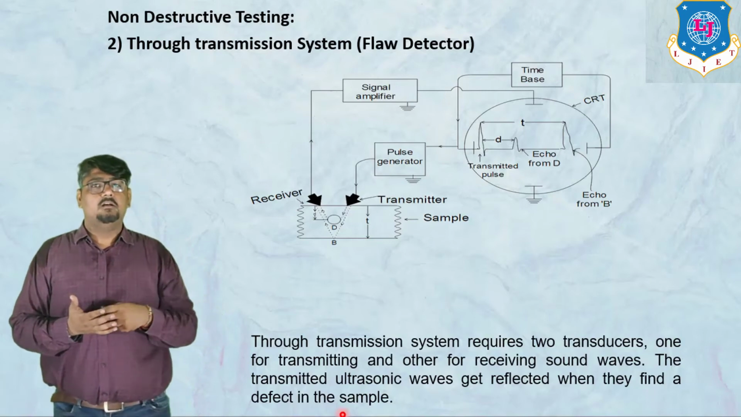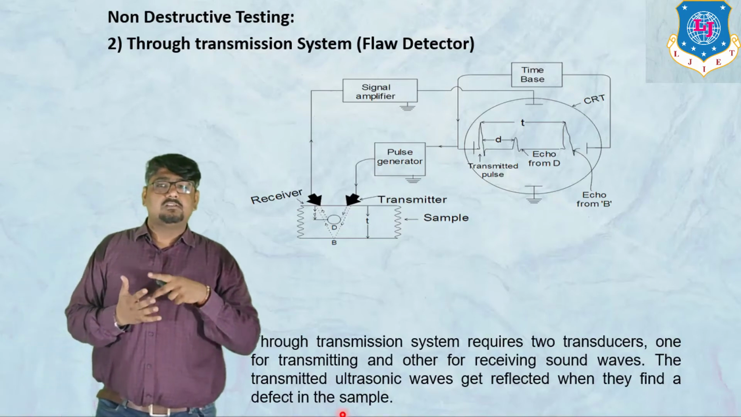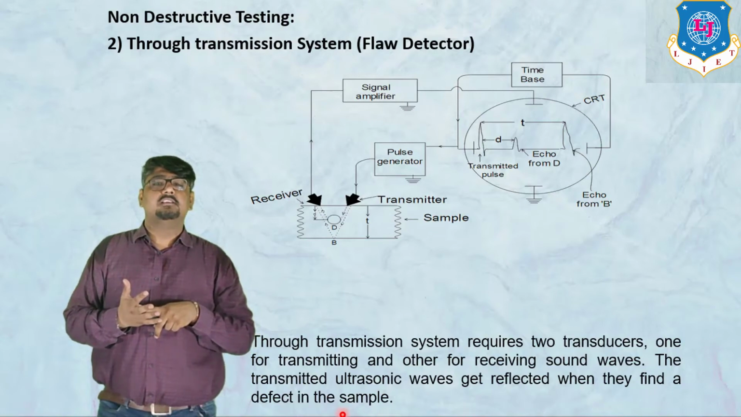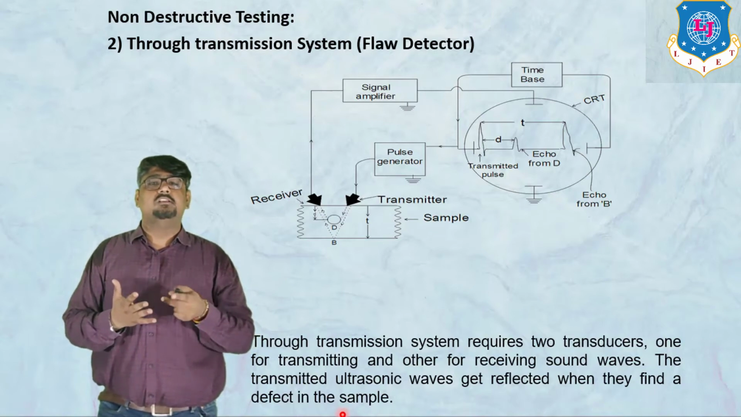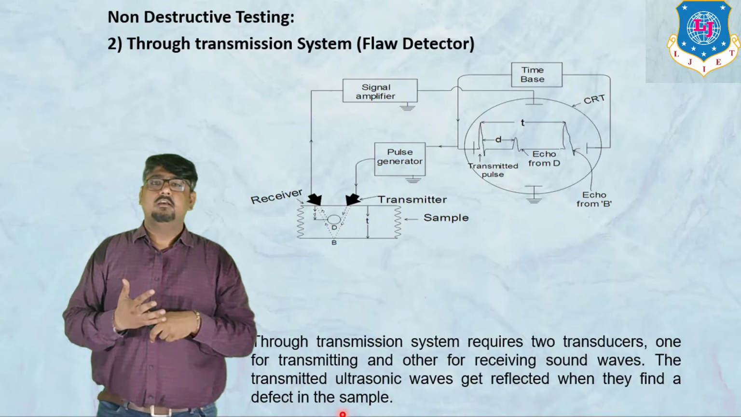Let me recall it. The ultrasonic flaw detector system is also known as a through transmission system. So it is also known by another name. You need to remember this because it can be asked in either way. Explain ultrasonic flaw detector, or it can also say explain ultrasonic inspection method by through transmission system. So this is the same thing called by two different names.